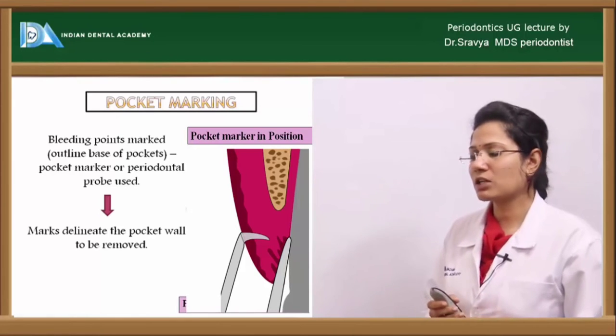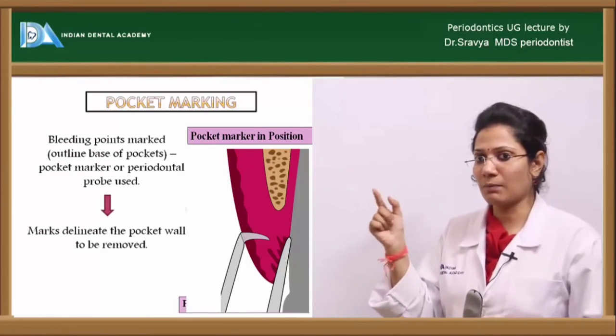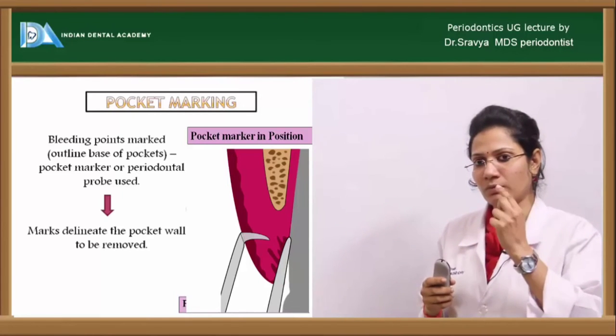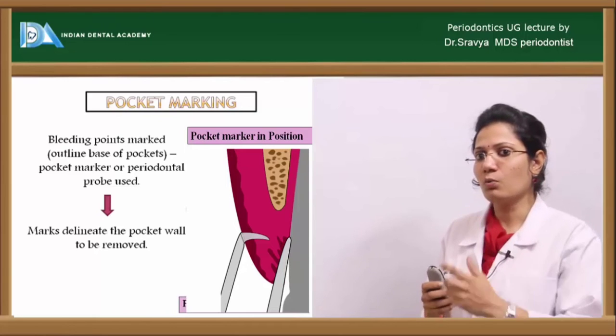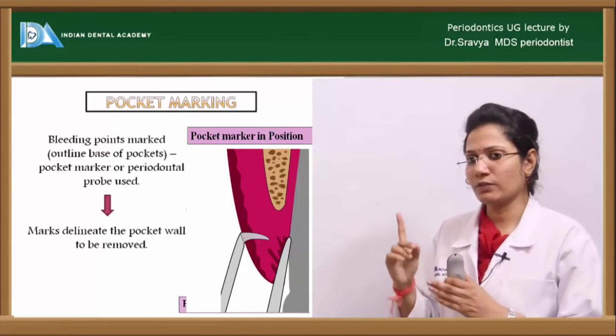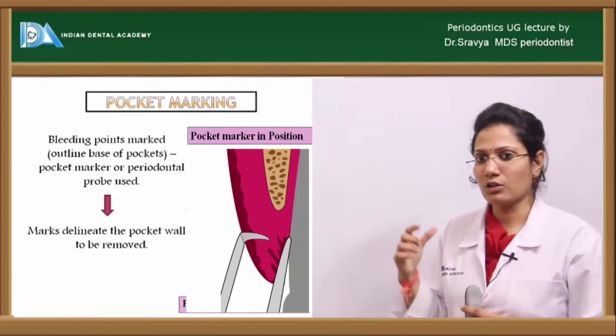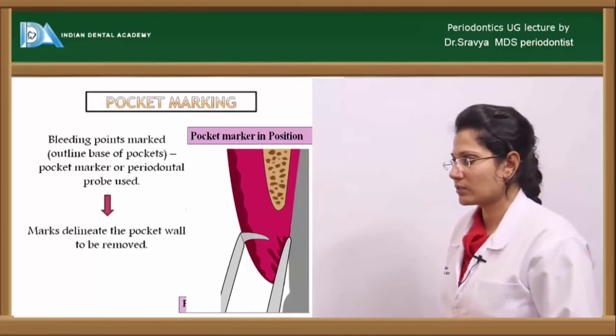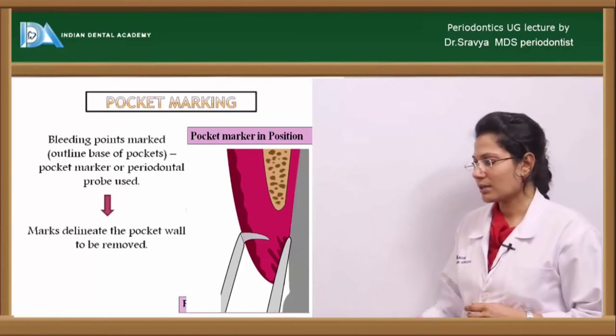If you can see the picture, there is a tooth-shaped appearance on the pocket marker which is placed. Now the toothed appearance of your pocket marker will come onto the external surface of the gingiva, and the other side of the pocket marker will go into the sulcus. So now you press both the areas to give your bleeding points. This will outline the base of the pocket.